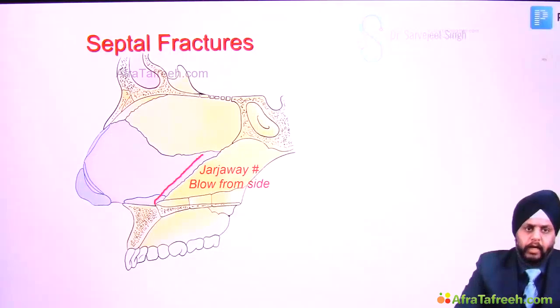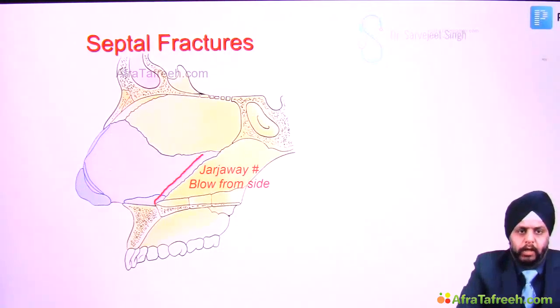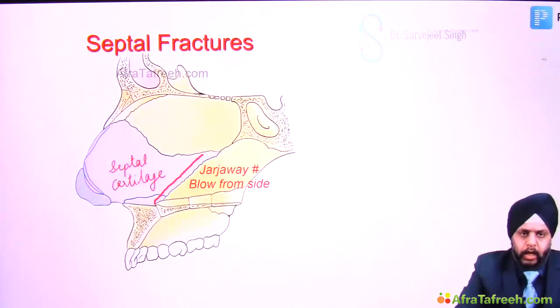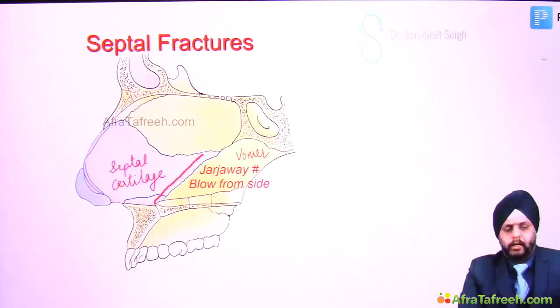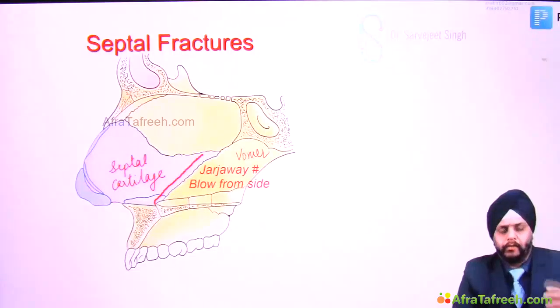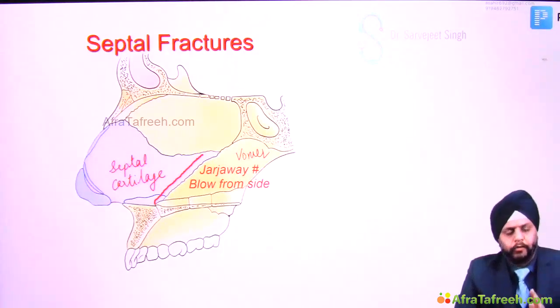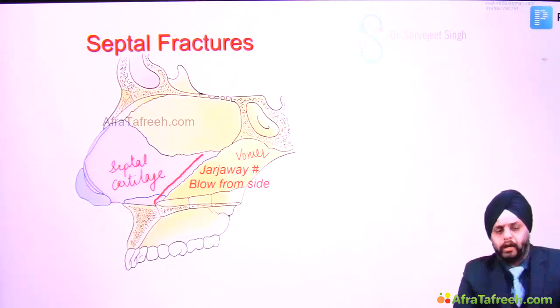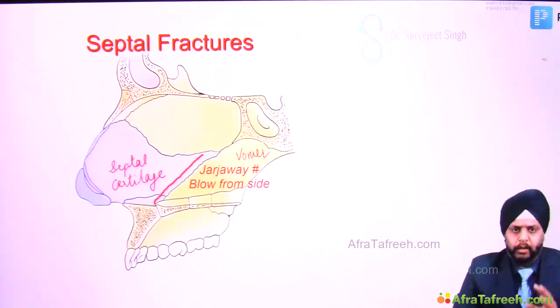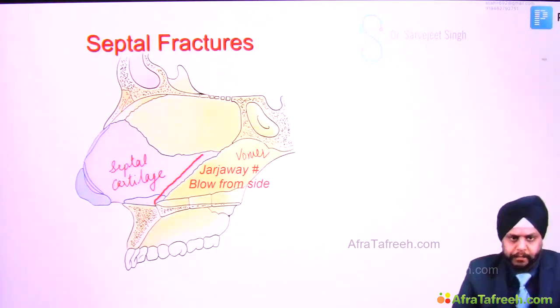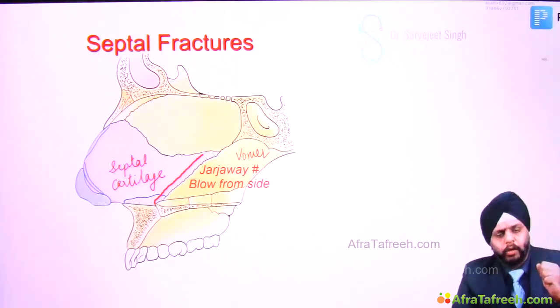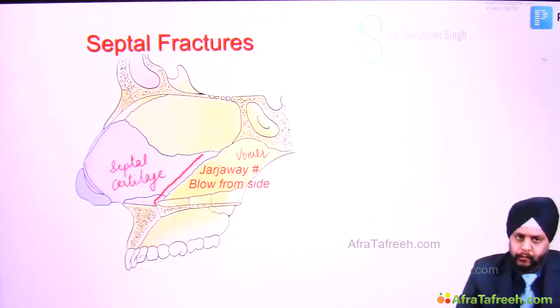Now what do you see in this diagram? You see over here, we have the septal cartilage, right? So this we have studied. We have the septal cartilage. Behind that we have over here the vomer bone, right? Now the fracture line is parallel to the cartilage vomer junction, right? So you can see it starts from below. It is parallel to the cartilage vomer junction. That is known as jar-away fracture. The punch or the blow comes from the side, right?